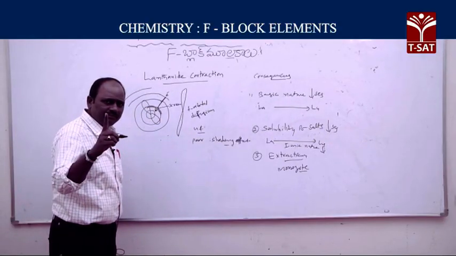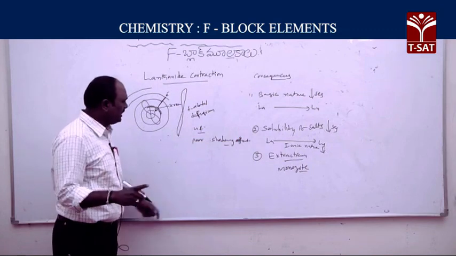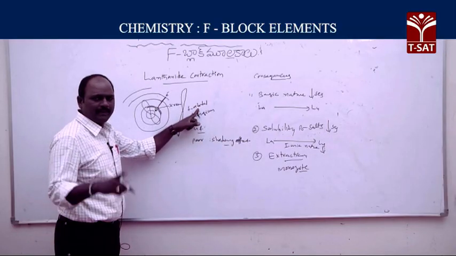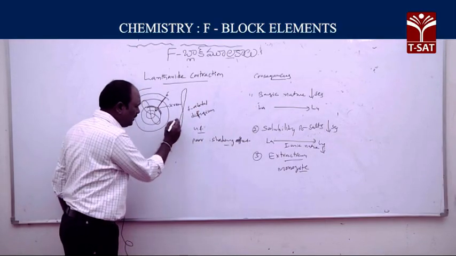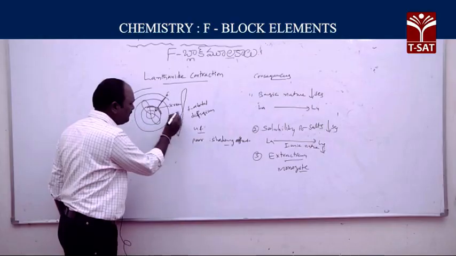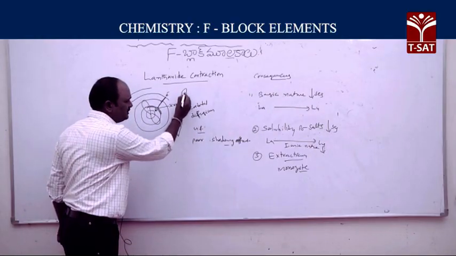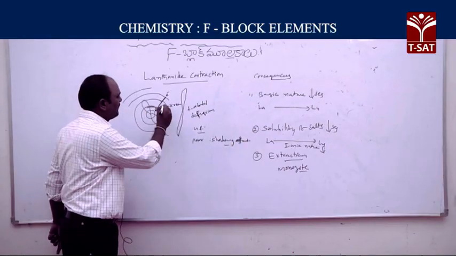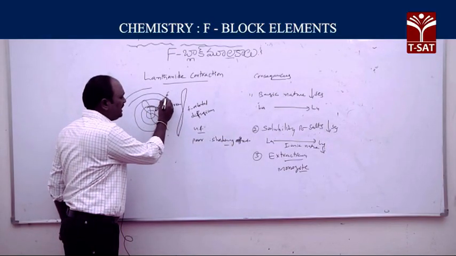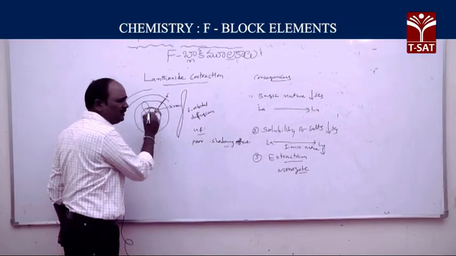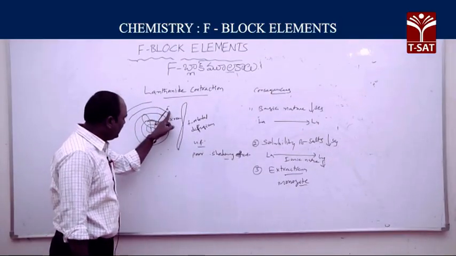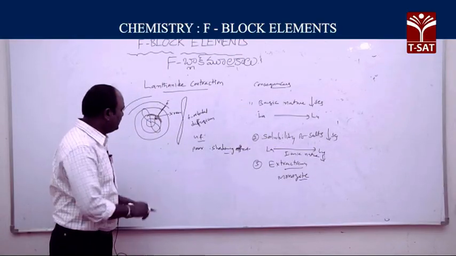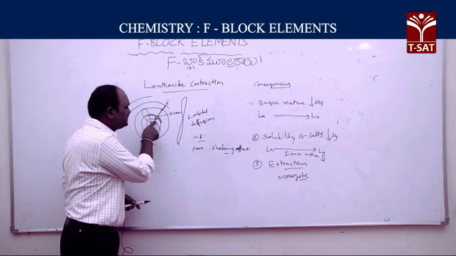But due to the diffusion of the f orbital, when it is changing into the shape like this, the attraction of the valence electron towards the nucleus is increasing. The attraction of the valence electron towards the nucleus is increasing because the shielding effect is decreasing.